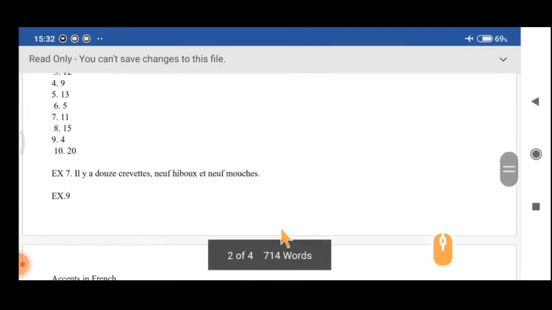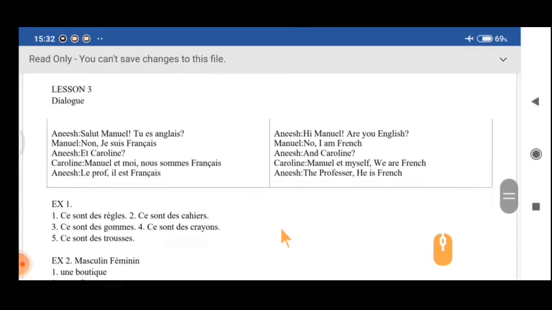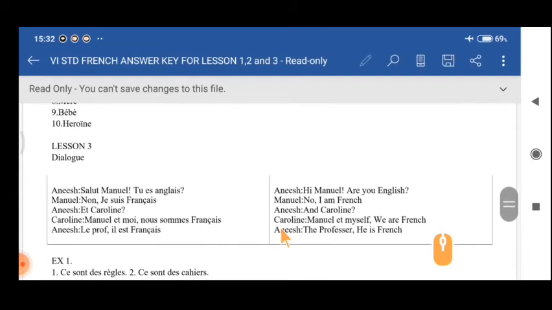So if you just move from here, the next passage is in lesson 3. Salut Manuel, tu es anglais? Hi Manuel, are you English? No, je suis français. No, I am French. Et Caroline? And Caroline? Manuel et moi, nous sommes français. Manuel and, sorry, this is "and", okay, E-T I have written, just change it as "and". Manuel and myself, we both are French, or we are French.